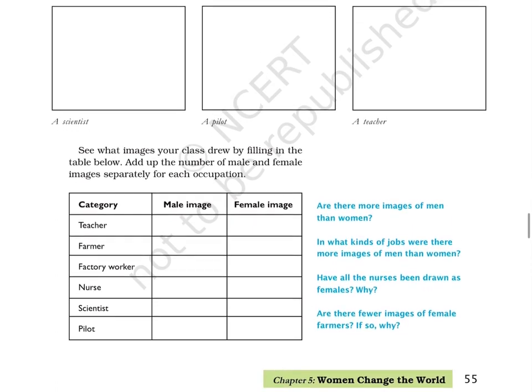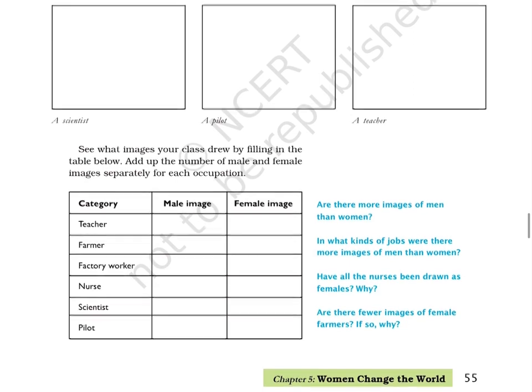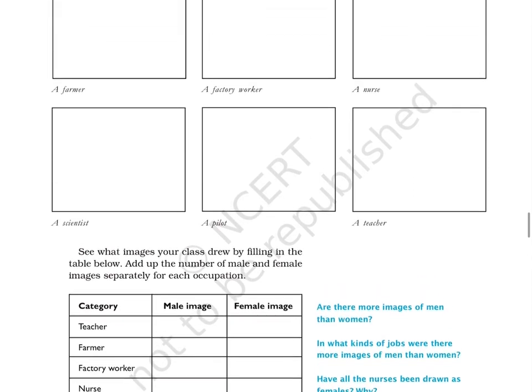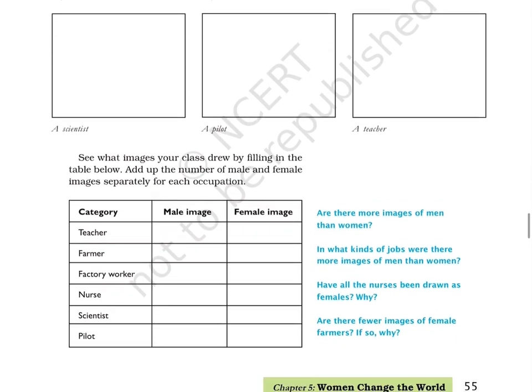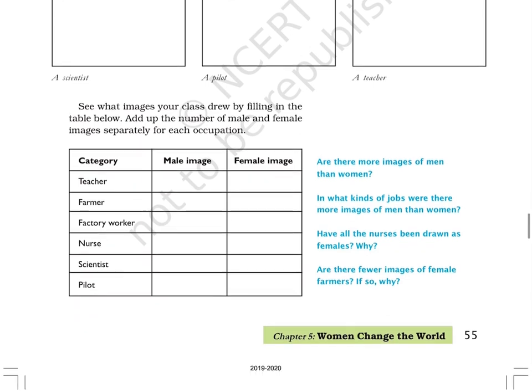Record what images your class drew by filling in the table given here. Add up the number of male and female images separately for each occupation. There is a table given here on page number 55. In this table, there are 3 columns mentioned: category, male image, and female image. In the category column, the names mentioned are teacher, farmer, factory worker, nurse, scientist, and pilot.